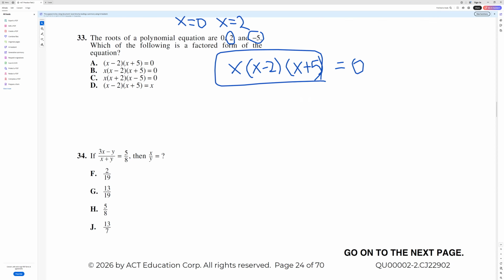All right, 34. Well, you know what? There's no sense in postponing this. So let me cross multiply. So we have 5 times x plus y equal to 8 times 3x minus y.